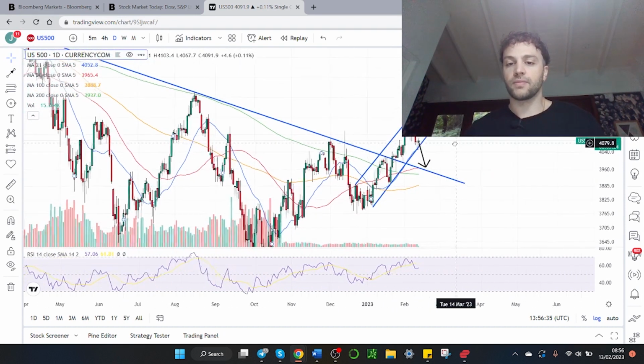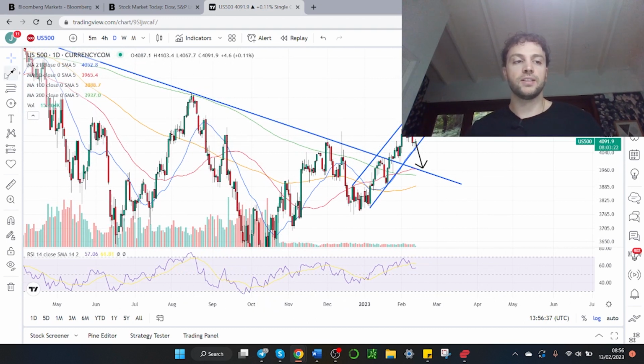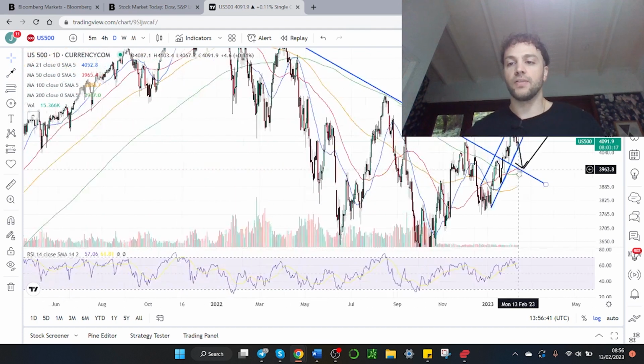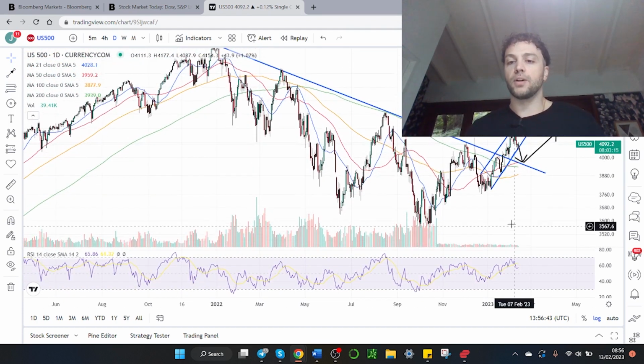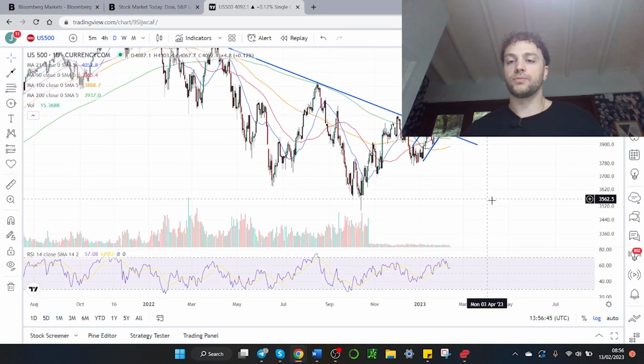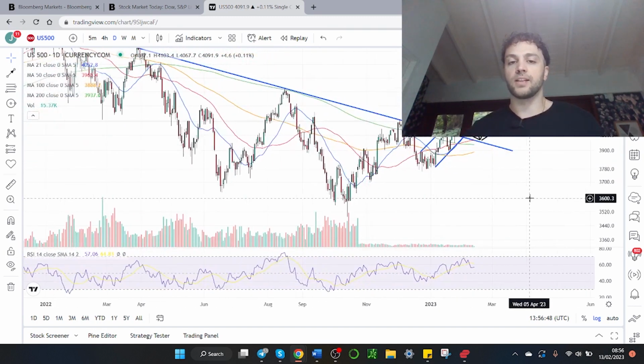I think, though, potentially, technically, that's a very nice setup to go long again in the long term. Because, well, let's see how things are playing out.